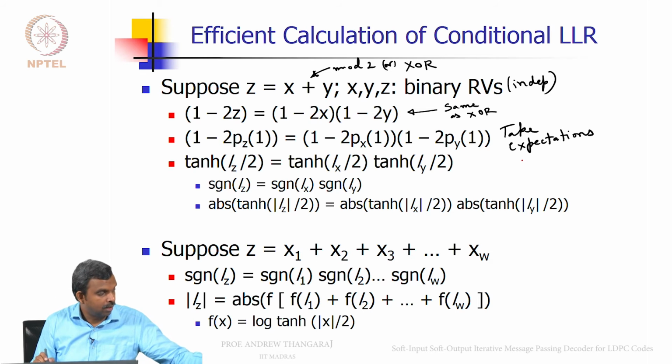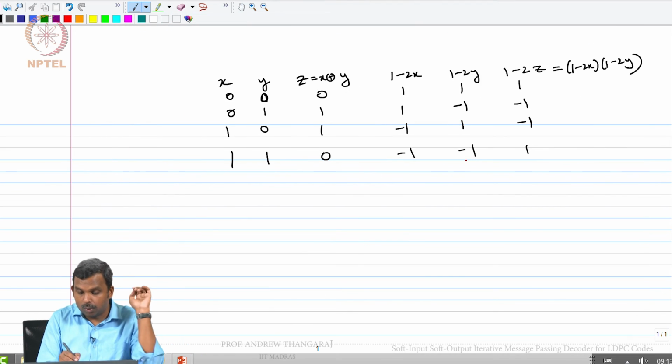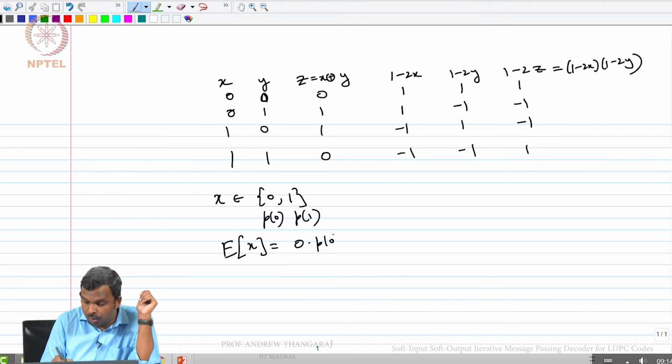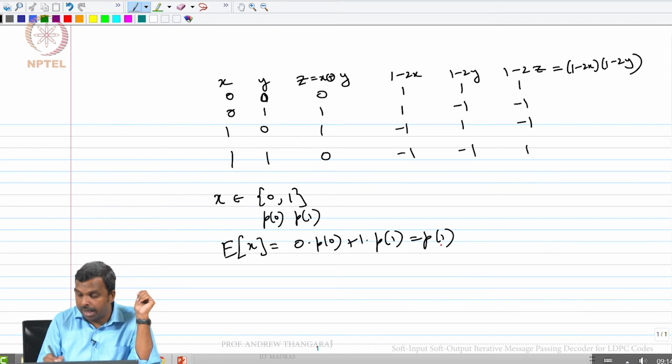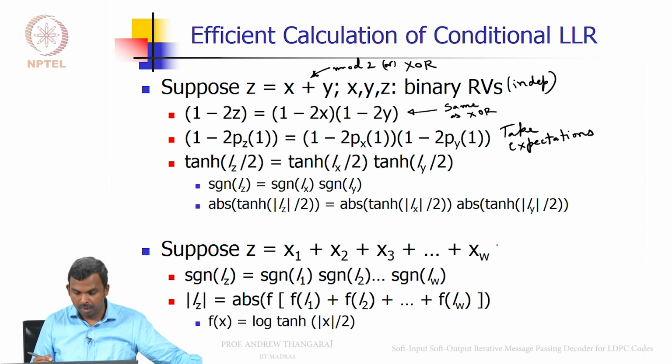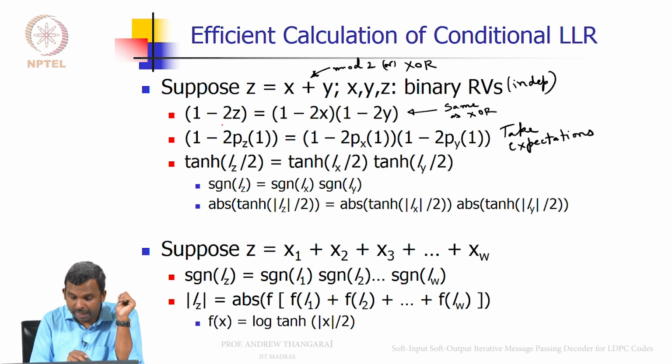So that is another quick little result that one can derive. Remember, if x is 0 or 1, with probabilities p of 0 and p of 1, the expected value of x is 0 times p of 0 plus 1 times p of 1, and that is just p of 1. So, for a binary random variable, the expected value is equal to the probability it takes the value 1. So, if you take expectations, it just becomes this product.